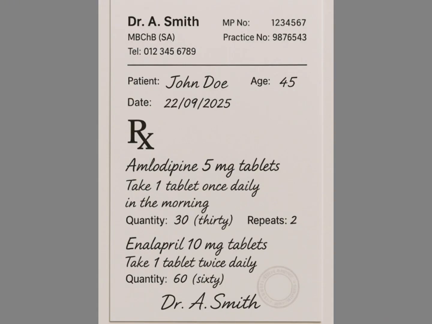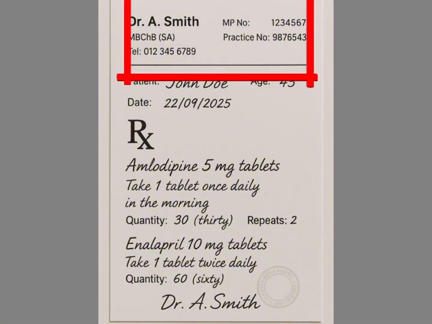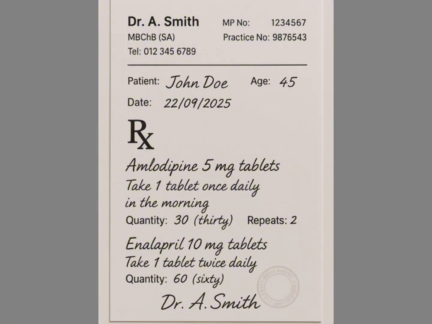The next script is from John Doe, the same patient that we discussed on our previous script. John Doe is 45 years old and he went to the doctor on the 22nd of the 9th month, 2025. The prescription was prescribed by Dr. A. Smith. As you can see, his practice details are on top of the prescription. You can see his qualification. There is a telephone number there, and then there is an MP number and the practice number.